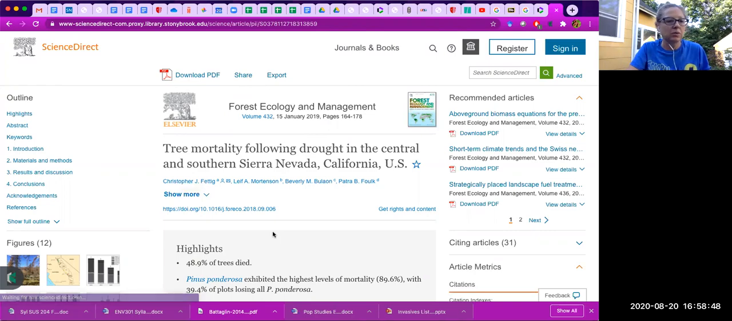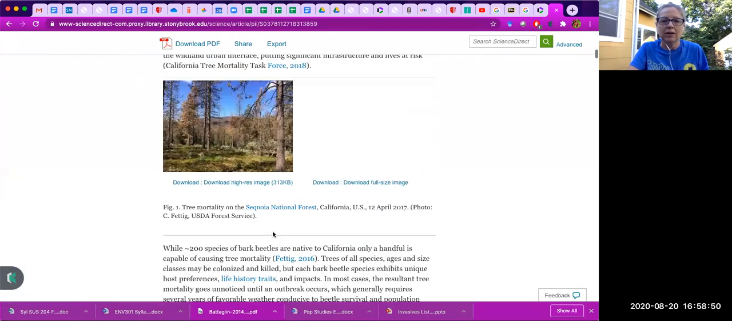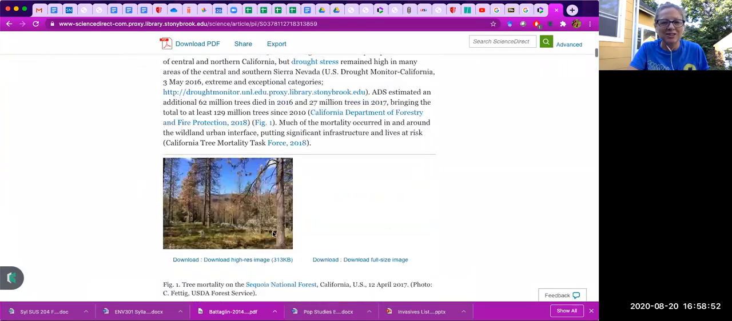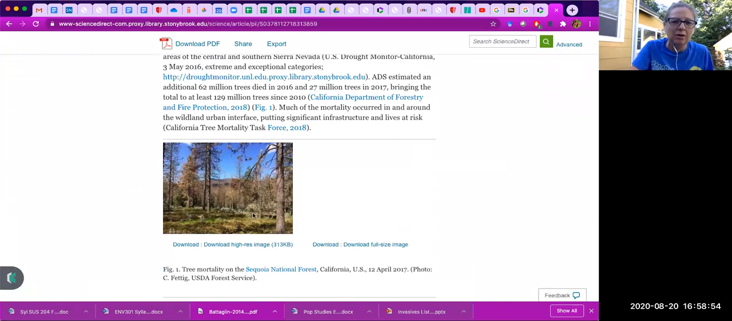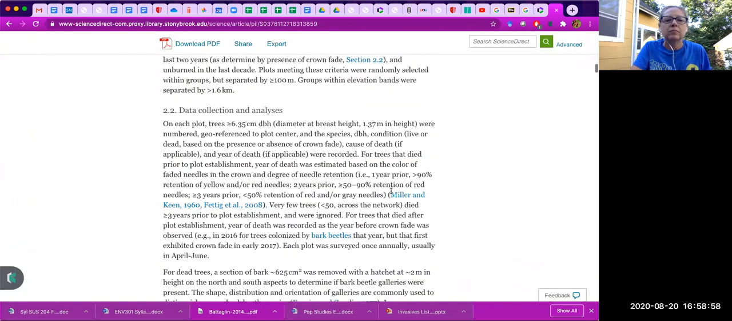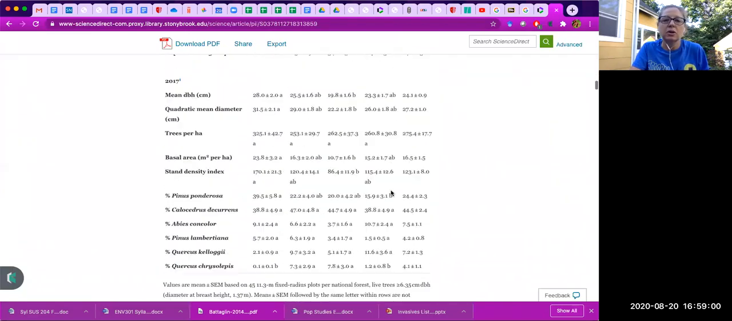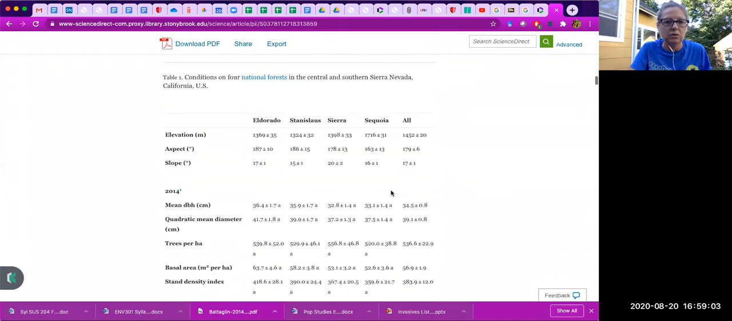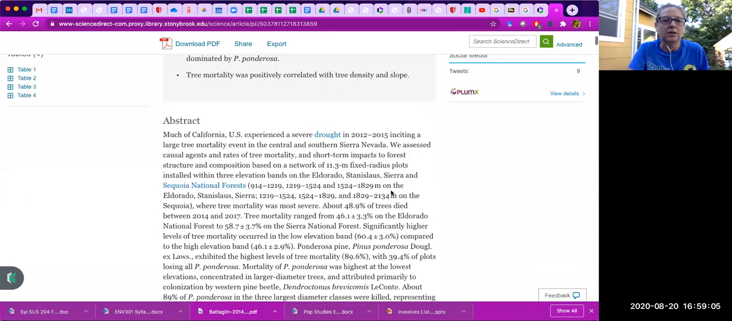So right now, if I want to read this whole paper, I can read the whole paper. Look, it's got pictures. I love papers with pictures. Pretty. Oh, dead trees. It's not so pretty. But you can see, you can read the whole paper right here. So Google Scholar got us where the Stony Brook website did not. Okay, so try that too.